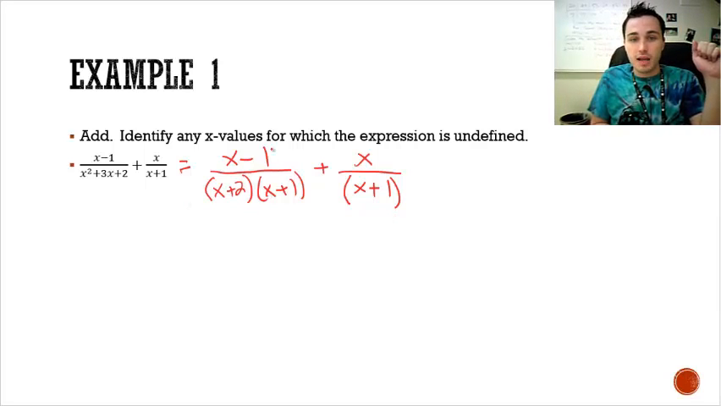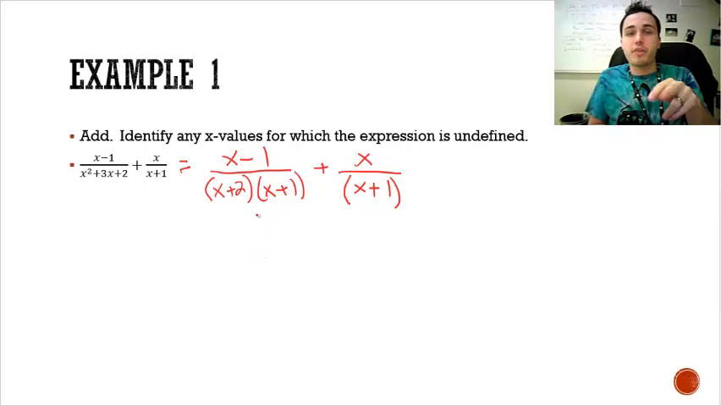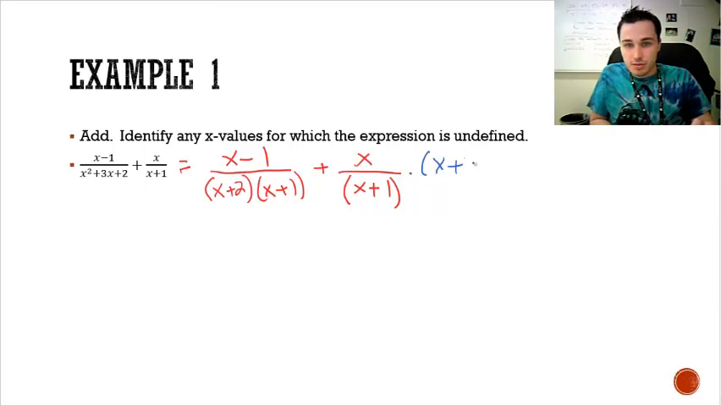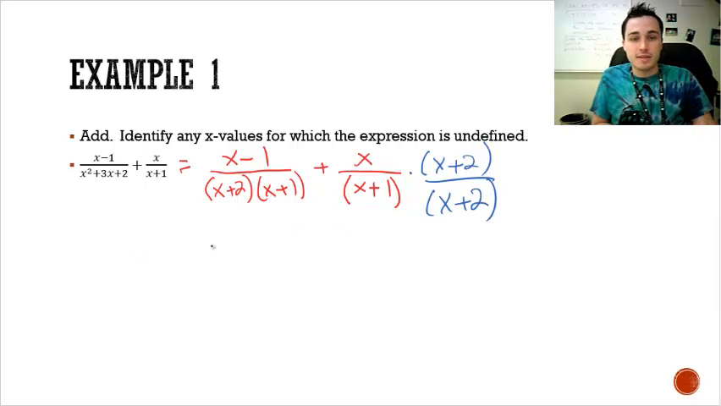Well, I don't need to multiply anything on this first fraction because it's got both of them. It's got both of all the possible factors. But this other fraction, it needs the x plus 2. So I'm going to multiply that, both top and bottom, times x plus 2 over x plus 2. In doing so, this will make both fractions have the same common denominator.